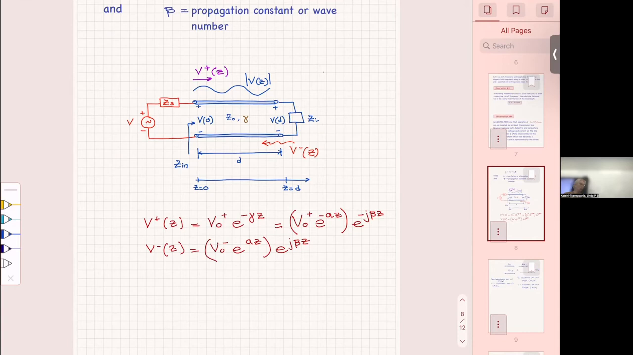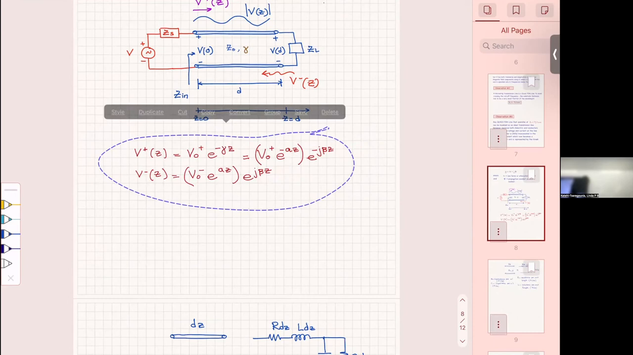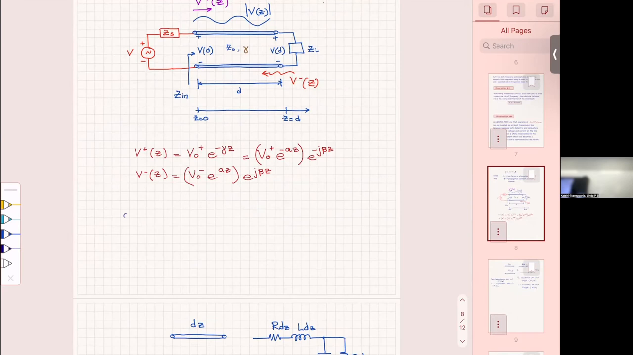Now, we said last time that if we have an ideal transmission line, then we would take a very small section of the ideal transmission line. This very short section, all right, the section dz. Let's assume that I have this very short section dz here.